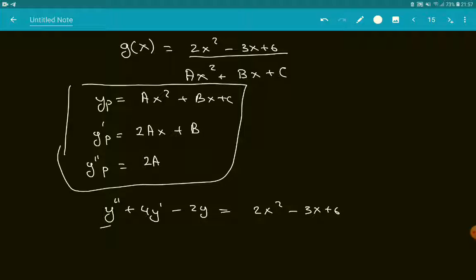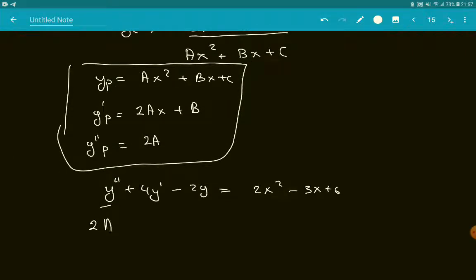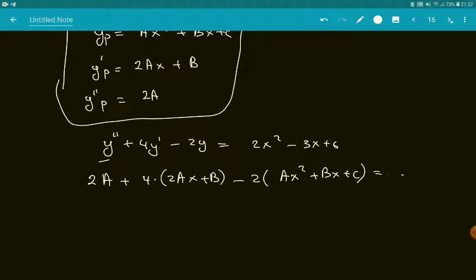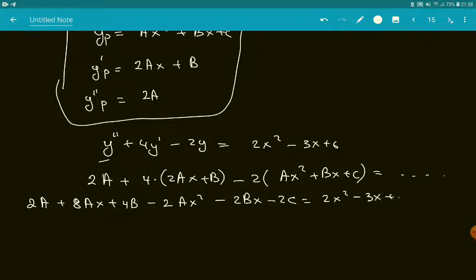So what is y double prime? Y double prime is 2a, plus 4 multiplied by y prime, which is 2ax plus b, minus 2 times y, which is ax squared plus bx plus c. Now I just don't write this part, it will be the same. So I just write 2a plus 8ax plus 4b minus 2ax squared minus 2bx minus 2c is equal to 2x squared minus 3x plus 6. As you know, it came from here.